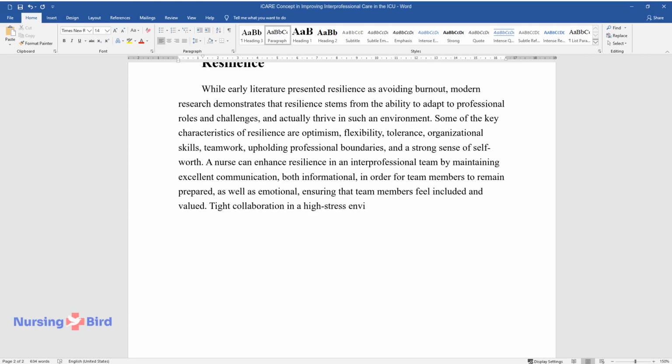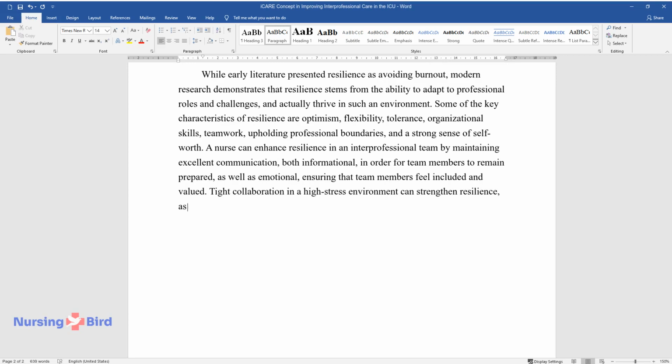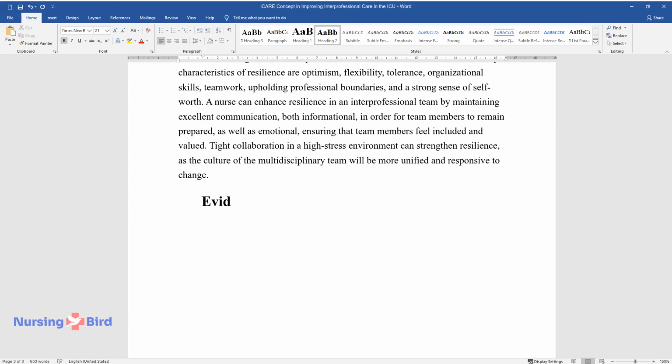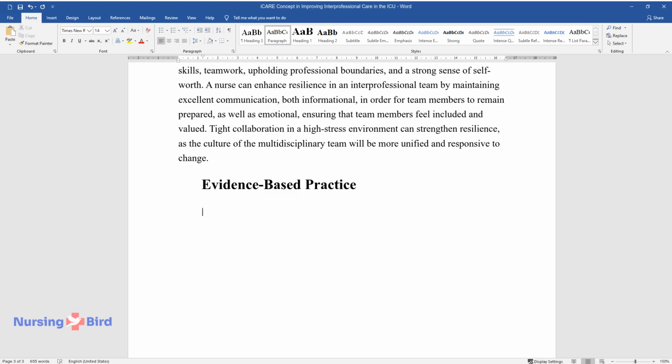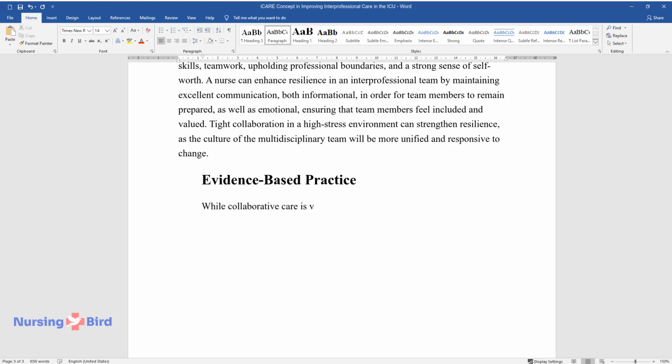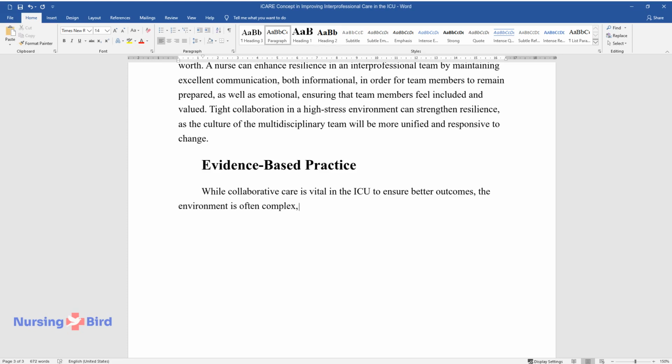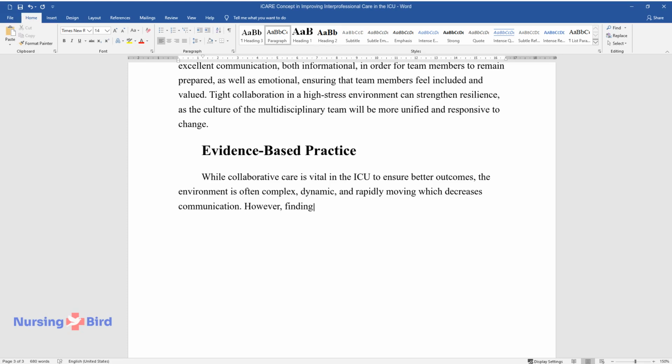Tight collaboration in a high-stress environment can strengthen resilience, as the culture of the multidisciplinary team will be more unified and responsive to change. Evidence-based practice. While collaborative care is vital in the ICU to ensure better outcomes, the environment is often complex, dynamic, and rapidly moving, which decreases communication.